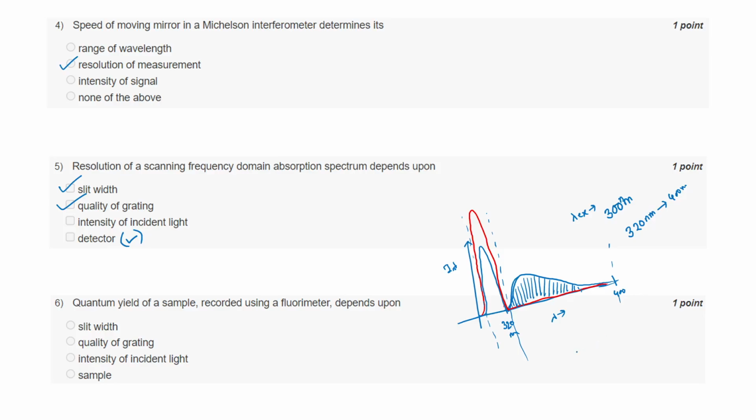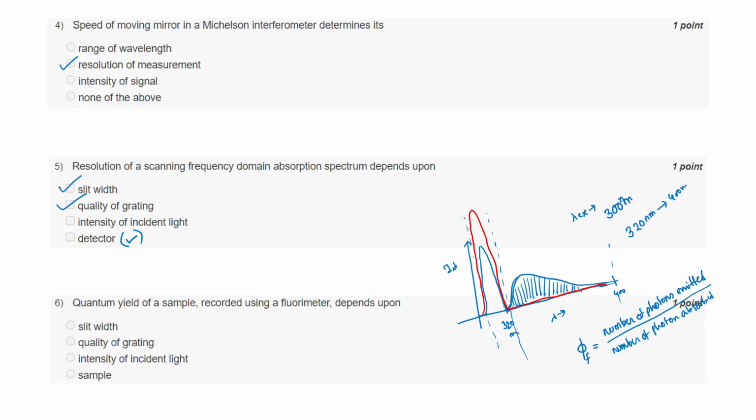So what do we know of the quantum yield? Quantum yield, phi f, is the number of photons emitted divided by the number of photons absorbed. So from the first order peak, the scattering peak, what we get is the idea of the intensity of your excitation light.